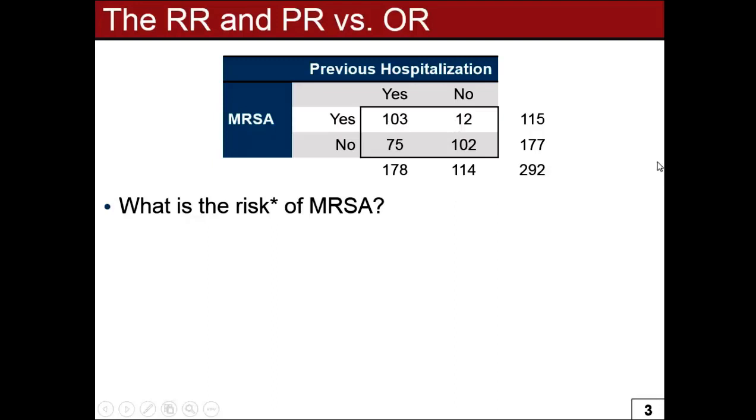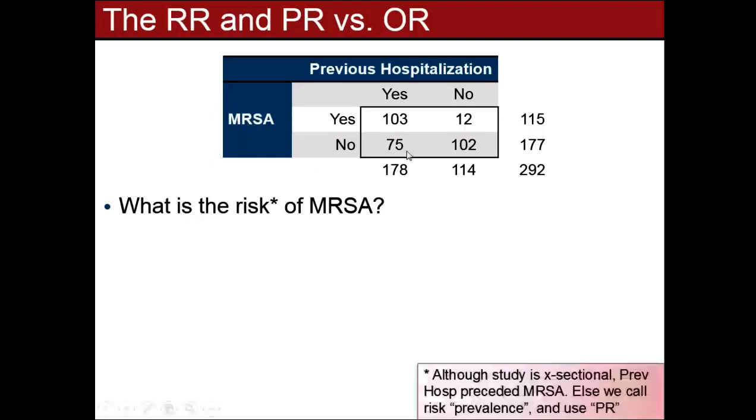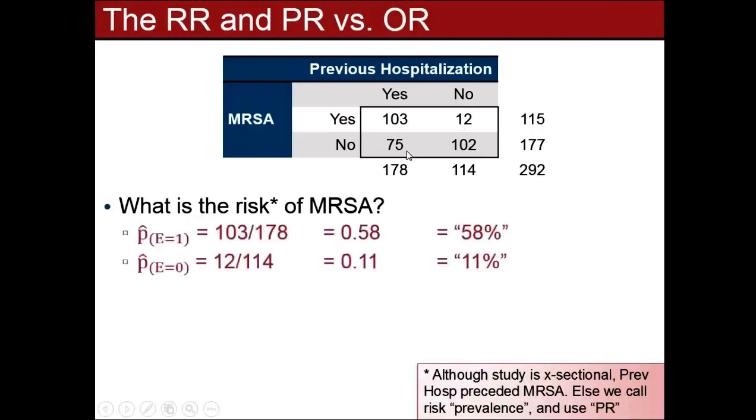Okay. So here, what's the risk of having MRSA? Well, it's calculated on the columns, right? And I put an asterisk there because the study is actually cross-sectional, so it's the prevalence technically, but let's just call it the risk. The reason I feel okay saying that is because the hospitalization was previous, so it's kind of the risk, maybe. Just go with it for a moment.